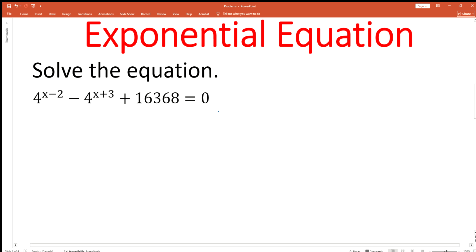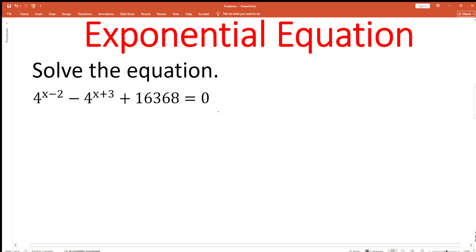In this video, we'll solve an exponential function equation. The given equation is 4^(x-2) - 4^(x+3) + 16368 = 0. We will use laws of exponents and the same base method to solve this equation.